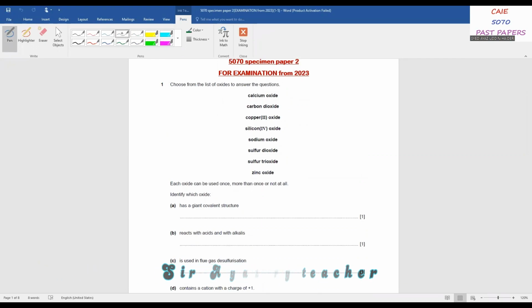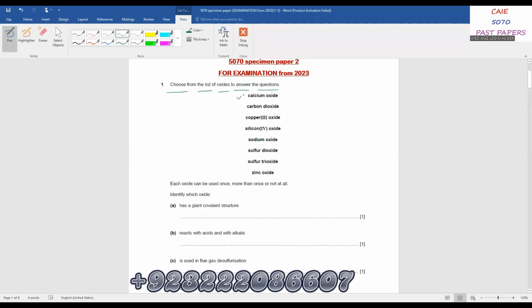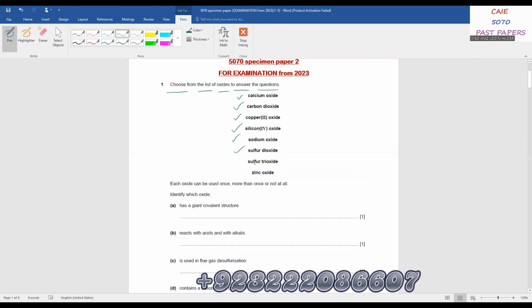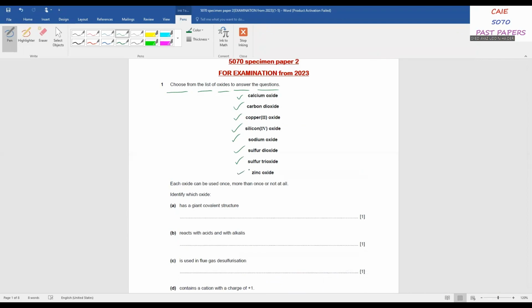Here's the first question. Choose from the list of oxides to answer the questions. Here's the list. You have calcium oxide, carbon dioxide, copper 2 oxide, silicon 4 oxide, sodium oxide, sulfur dioxide, sulfur trioxide, zinc oxide. Each oxide can be used once, more than once, or not at all. Identify which oxide has a giant covalent structure. For this, we'll see the structures of all these oxides.